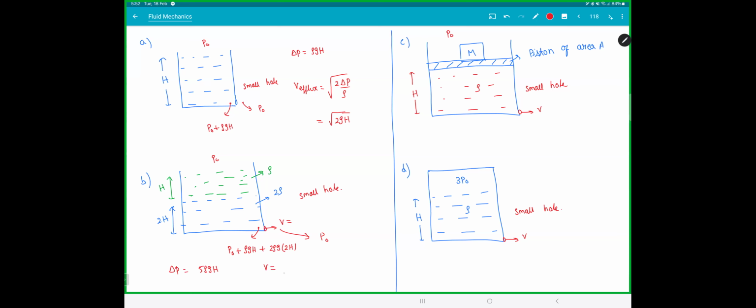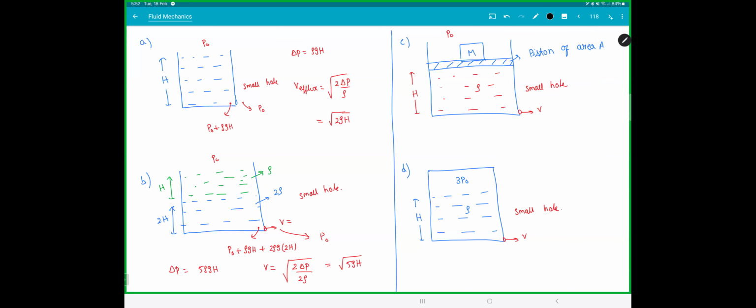So what is the velocity of efflux? Root over 2 delta P by rho of the liquid coming out. So it is 2 rho. So how much will that be? 2 will cancel. That would be root 5 gh. Sure. The rho of the liquid coming out. Which liquid will come out? The blue liquid comes out. So you should take the density of that.